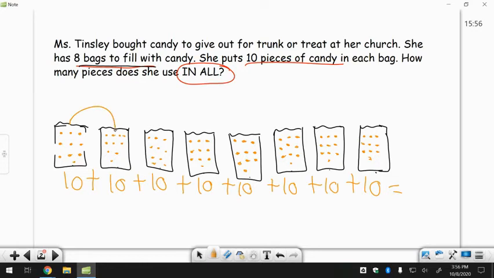10, 20, 30, 40, 50, 60, 70, 80. Now I'm not done yet. What do I have 80 of? Do I have 80 bags or 80 pieces of candy? I have 80 pieces of candy.